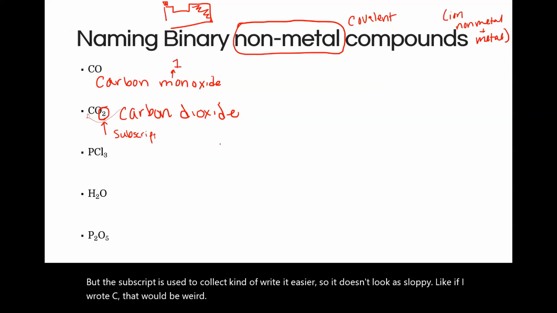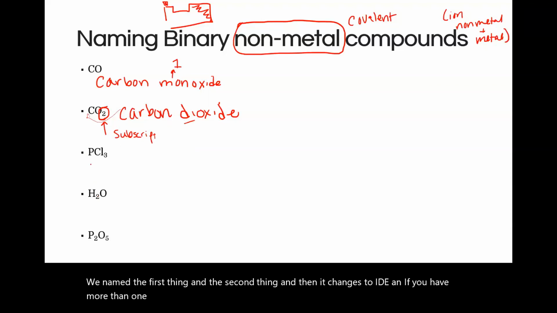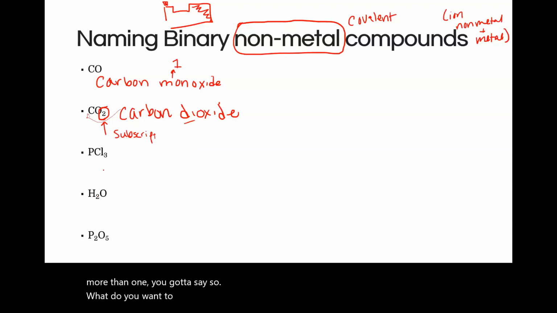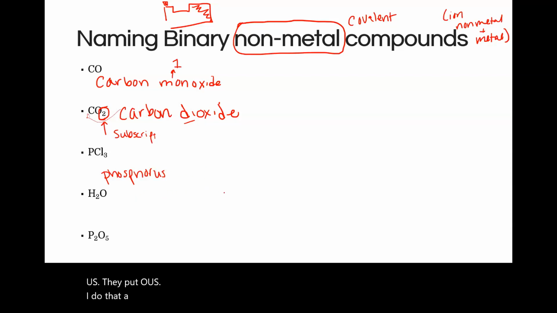All right, so applying that idea, we name the first thing and the second thing, and then it changes to IDE. And if you have more than one, you have to say so. What do you want to call PCl3? Phosphorus trichloride. Good. You got it. And you spelled phosphorus correctly. A lot of people mess up the US. They put OUS. I do that a lot, but it's wrong.